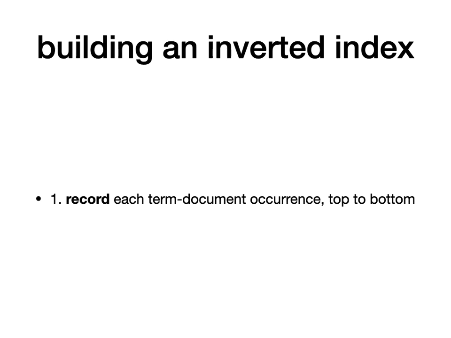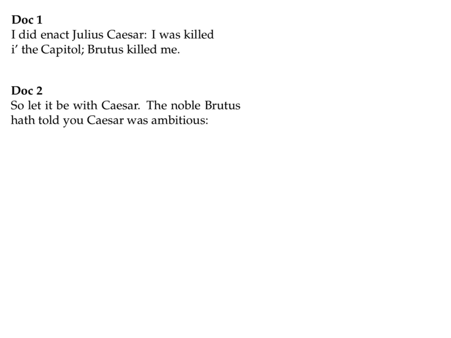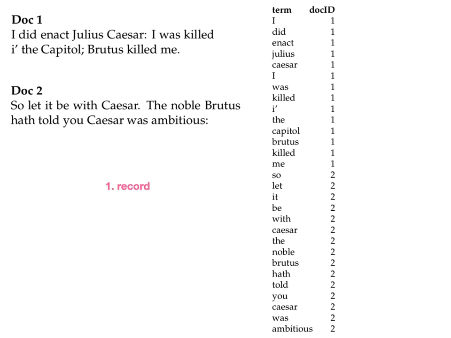Let's do these two little chunks of Shakespeare. So, document 1: I did enact Julius Caesar, I was killed at the Capitol, Brutus killed me. Yes, of course. So, let's do it. The first occurrence is I in document 1, right? The second occurrence is did in document 1, enact in document 1, Julius in document 1, and so on. So, if we do this, top to bottom, record them all, okay, this is a bunch of occurrences.